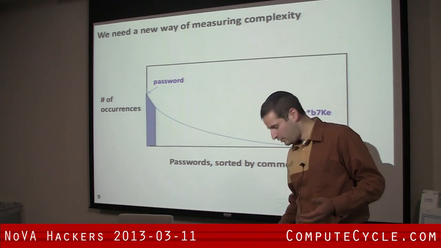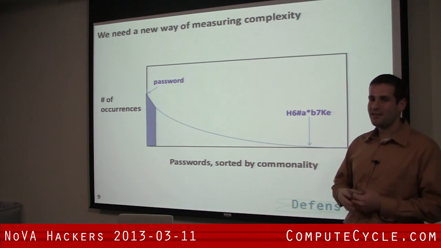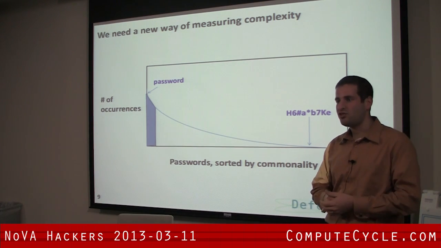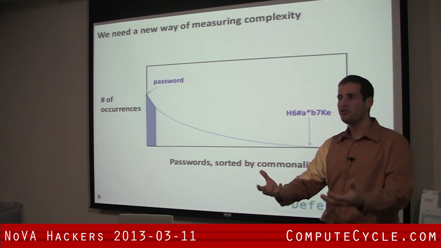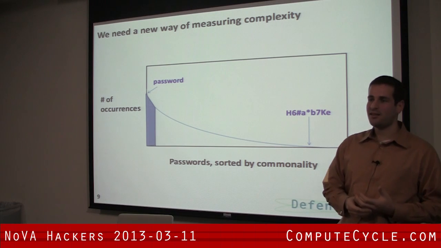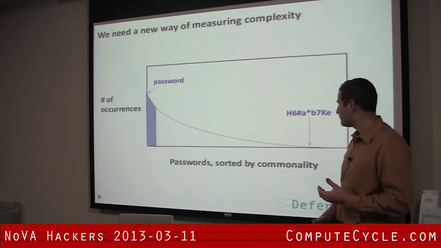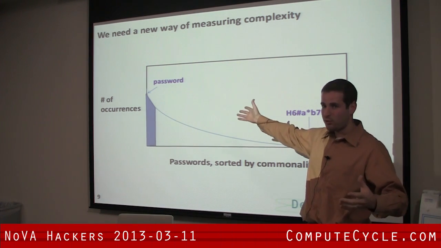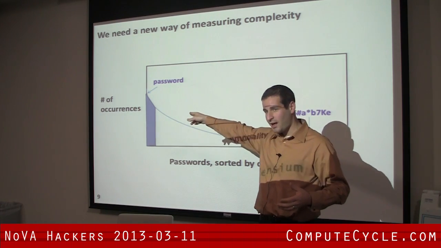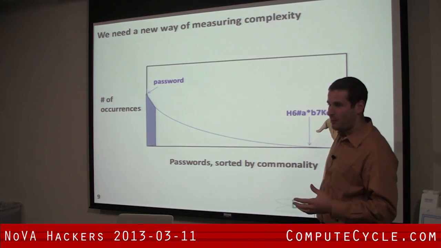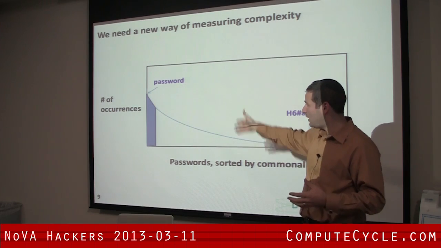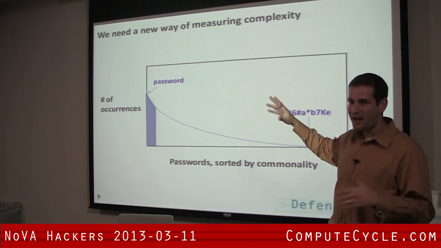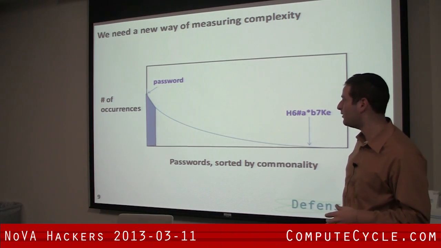What we need to do is start measuring password policies not by the total number of possible combinations, but by the things people do when they actually have that policy applied to them. So again, let's say you've got passwords sorted by commonality. Your very common passwords are over at the left. Your very rare passwords are over here at the right. And this graph basically is the number of occurrences of that password in some given user set.